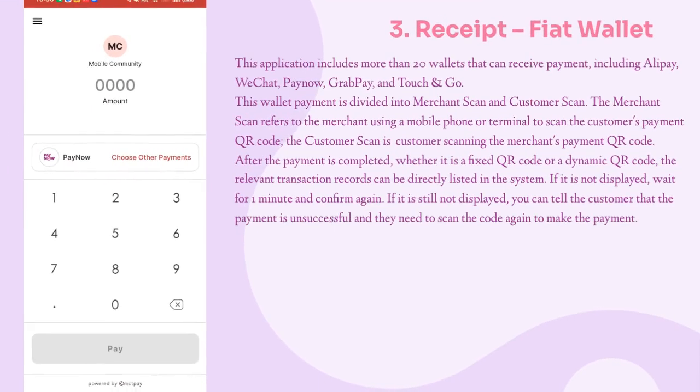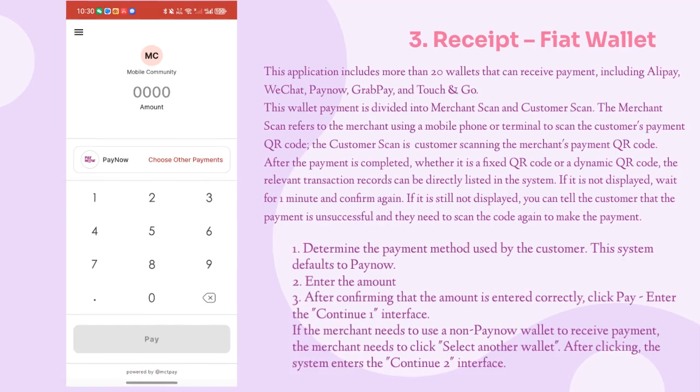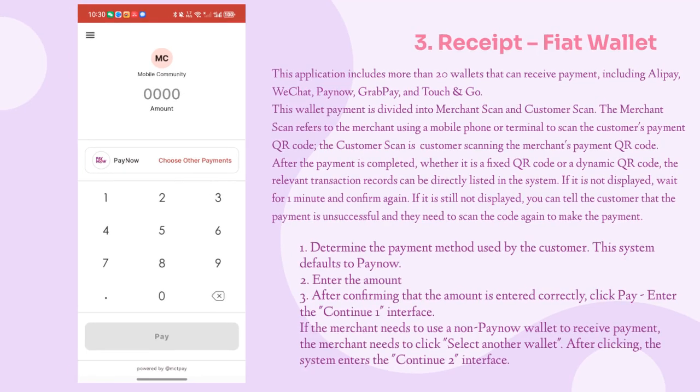3. Payment transaction, Fiat Wallet. This application includes more than 20 wallets that can receive payment, including Allied, Weshit, Payno, Grab, and Touch and Go. The merchant scan refers to the merchant using a mobile phone to scan the customer's QR code. The customer scan is customer scanning the merchant's QR code. After the payment is completed, the relevant transactions can be listed. If it is not displayed, wait for 1 minute and confirm again. If it was still not displayed, you can inform customer to scan the code again to make the payment.